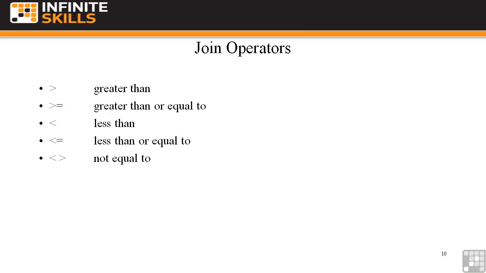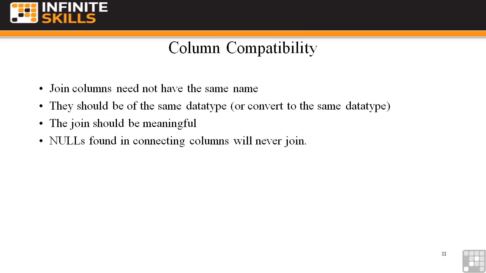For instance, if we had some sales information, we may want to join tables where our ship date is greater than our sale date. Maybe we promised our customers that we were going to ship out the same day we sold, and we want to see where we're falling down from that promise. So using a greater than for a join could work. Now, the join columns don't have to have the same name.